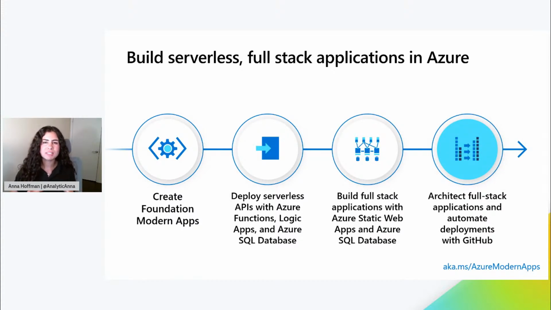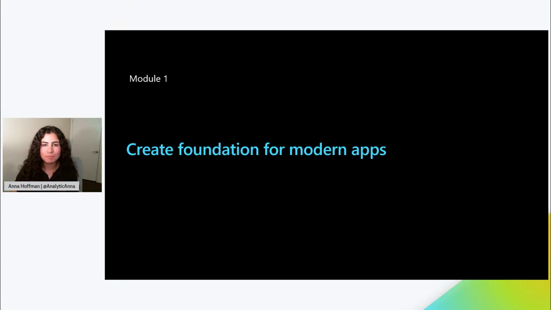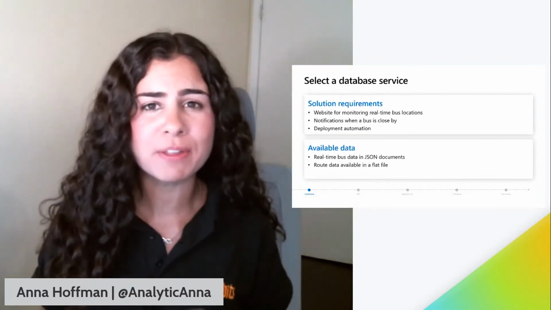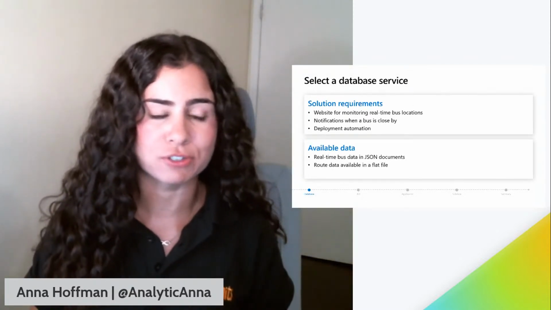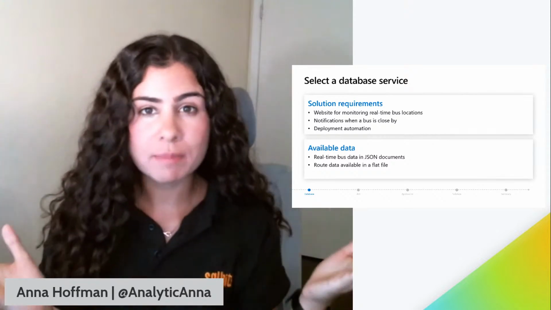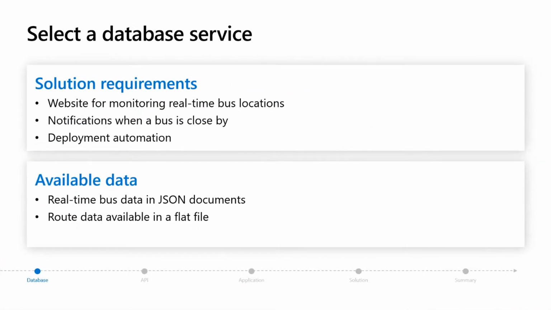But you can see each piece touches on the database, the API, the app, and then putting it all together with GitHub Actions. So let's get right into it with creating a foundation for modern apps. And to me, a lot of times this means selecting the backend database service. So when we think about the backend database service we want for this solution, we're going to think about the all-up solution requirements for each piece, and then the specific things related to that piece.